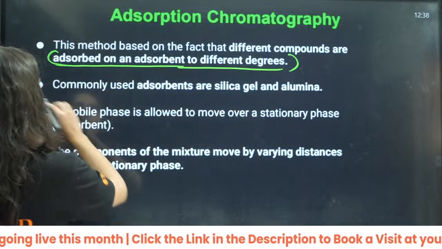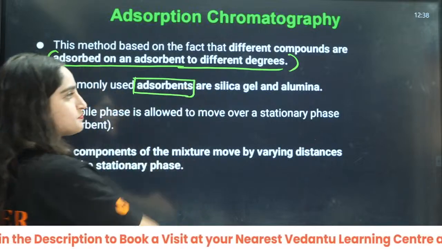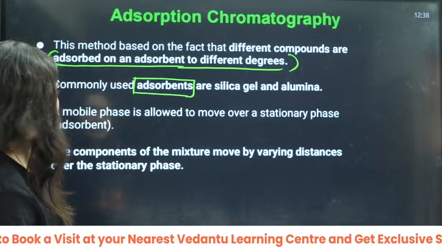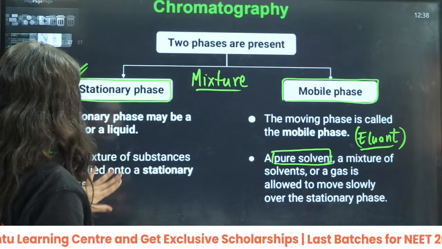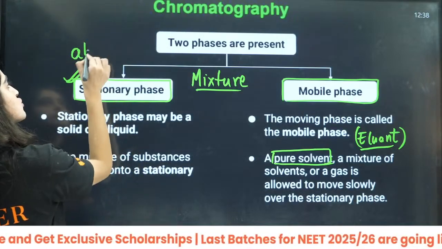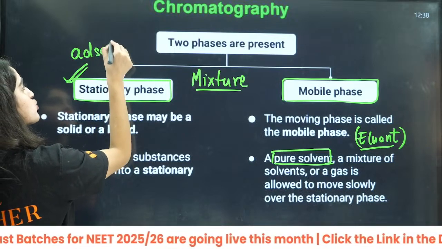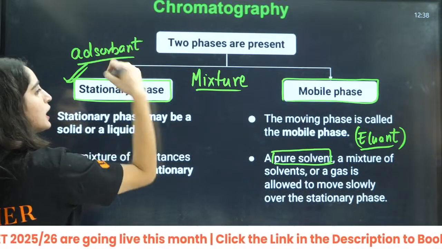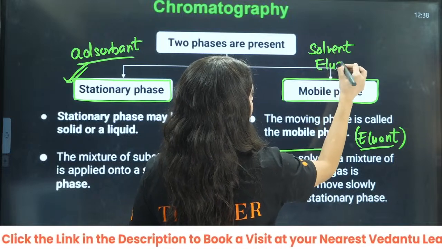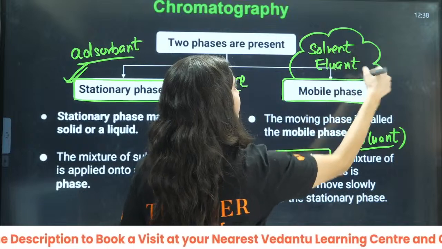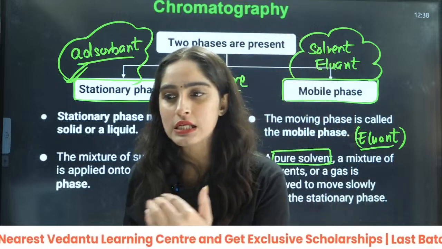Just have patience. Commonly used adsorbents are... what is this adsorbent? Very important, write it down here. These are different names. This is called adsorbent also. If you see stationary phase or adsorbent, that is the same thing. If you see mobile phase or solvent, same thing. If you see eluent, that is the same thing. So these are the different names that can be used.